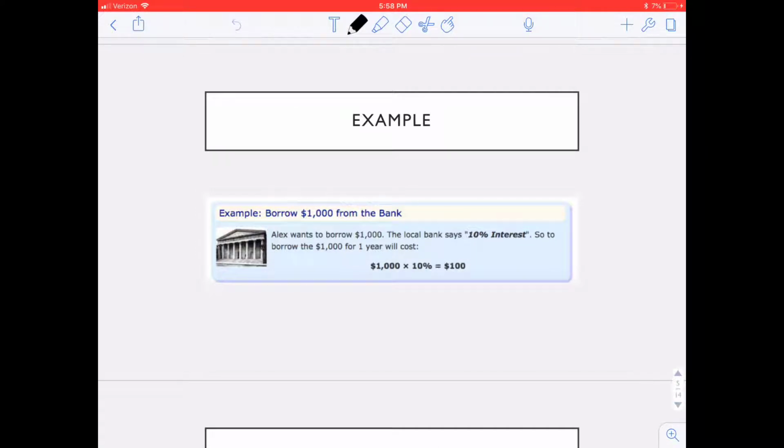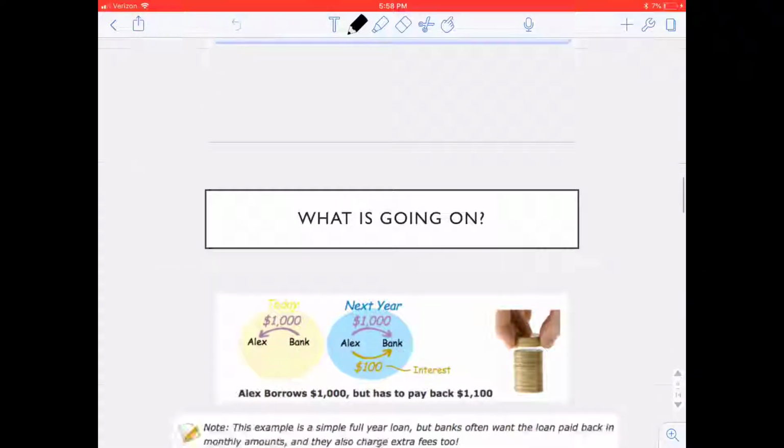So let's pretend you borrowed $1,000 from the bank, and the local bank says that you have 10% interest on that $1,000. To borrow it for 1 year, 10% of $1,000 is $100. So when you pay back the bank, you'll pay them back $1,000 plus $100.